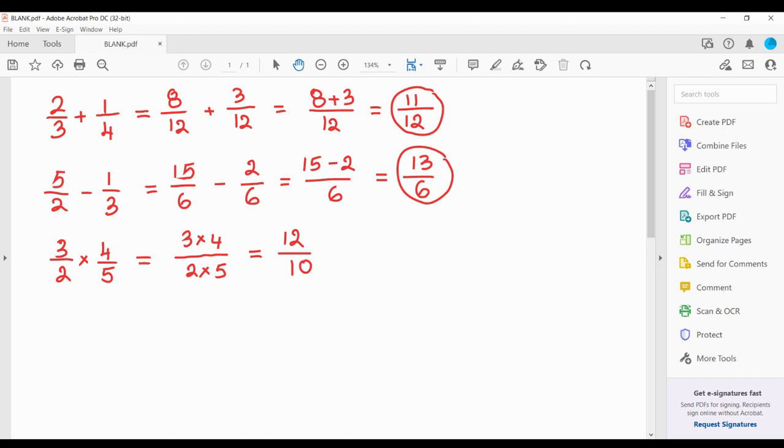In this case, we can continue to simplify this product, the answer here. Both 12 and 10, just go ahead and divide them by 2 first. So 12 divided by 2 gives us 6, and 10 divided by 2 gives us 5. You can see right here that 6 over 5 is the simplified answer, so we cannot simplify any further. So I'm going to go ahead and circle this.